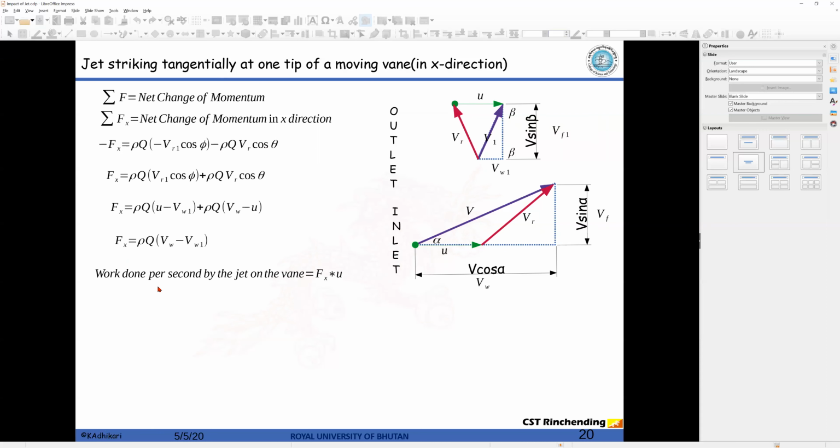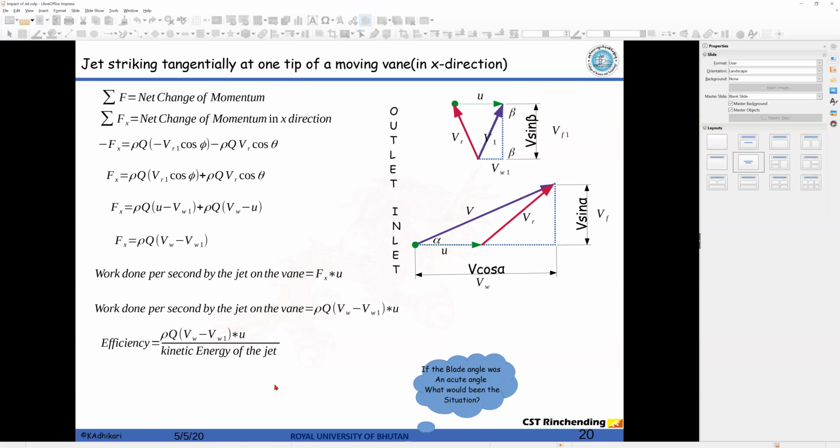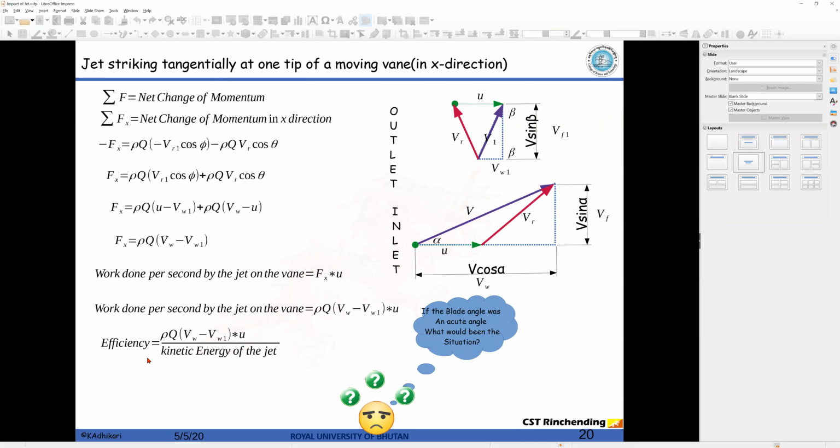And further, work done by the jet would be force times the velocity of the vane, that is F into U, and the work done by the jet per second would be this parameter. Further, the efficiency is the work done over the initial kinetic energy. Work done is given by this parameter. Kinetic energy is half m v square. Here the mass is the mass flow rate. You substitute that, and then you get the efficiency.